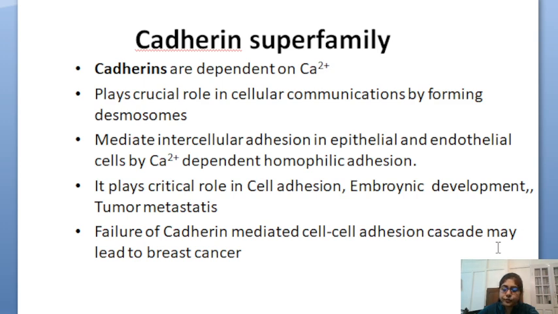Cadherin is one of the largest families of cell adhesion molecules. They are dependent on calcium for their functions. It plays an important role in cellular communications by forming desmosomes. It mediates intercellular adhesion in epithelial and endothelial cells by calcium-dependent homophilic adhesion. It plays a critical role in cell adhesion, embryonic development, and tumor metastasis. And failure of the cadherin-mediated cell-to-cell adhesion cascade may lead to breast cancer.